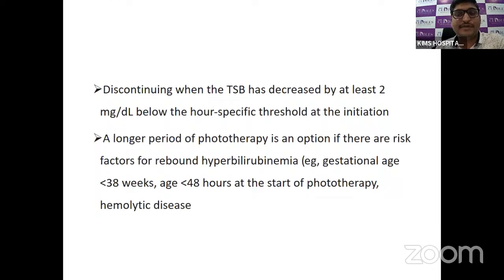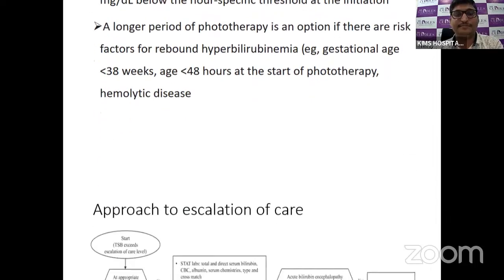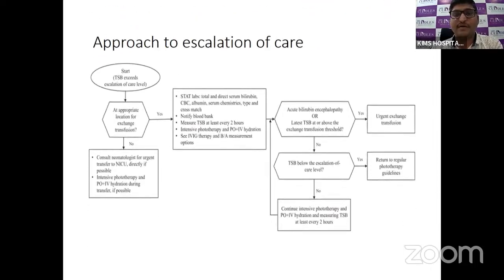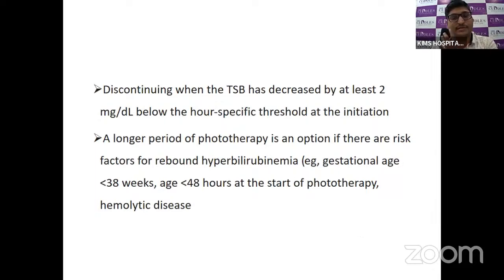So phototherapy should be discontinued when the bilirubin is at least 2 milligram per deciliter below the hour-specific threshold at the time of initiation. Okay. A longer period of phototherapy can be an option depending on the risk factors, like rebound. We have to look for the risk factors for rebound hyperbilirubinemia: gestation less than 38 weeks, age less than 40 hours at the start of phototherapy, and hemolytic disease. Then you can prolong the phototherapy according to clinical judgment. Okay. So we can discontinue when the bilirubin is less than 2 milligram per deciliter below the threshold.